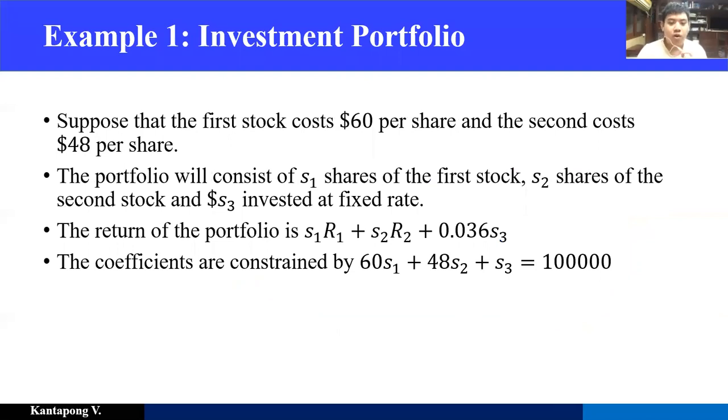Suppose the first stock costs $60 per share and the second costs $48 per share. The portfolio will consist of S1 shares of the first stock, S2 shares of the second stock, and S3 invested in a fixed asset. So the return is the expectation, the expected return. I write the expected return of the portfolio as this one. The coefficients are these.